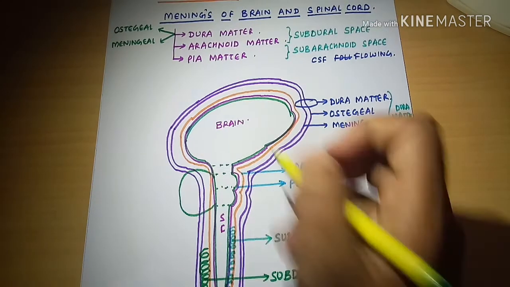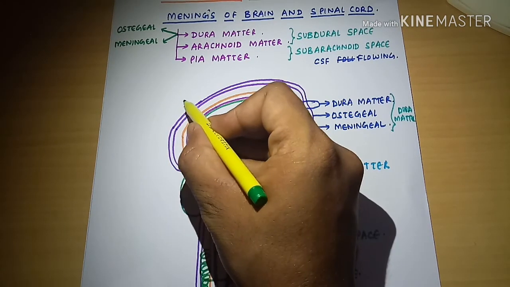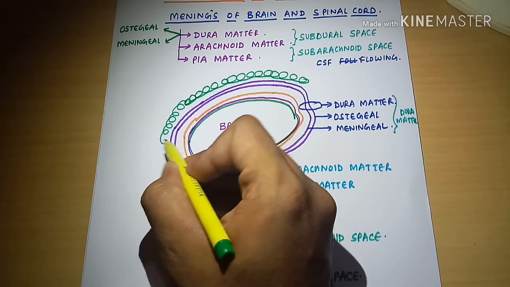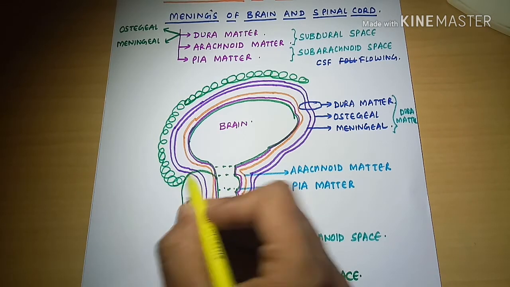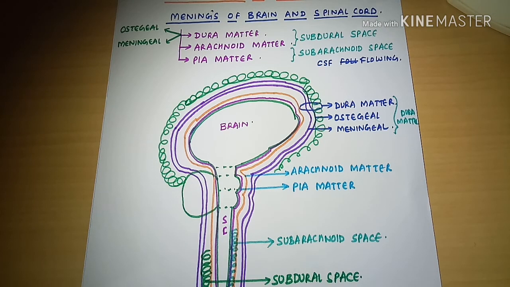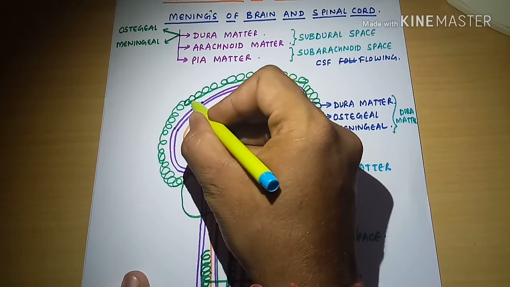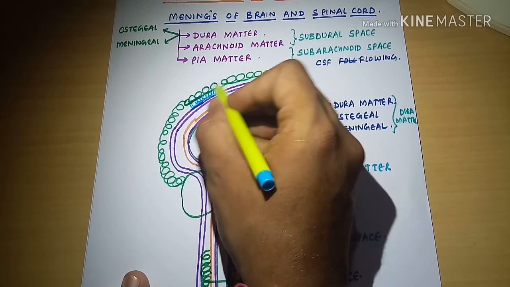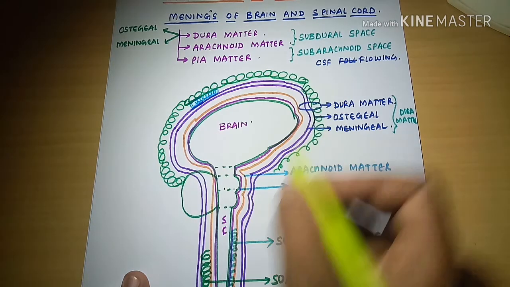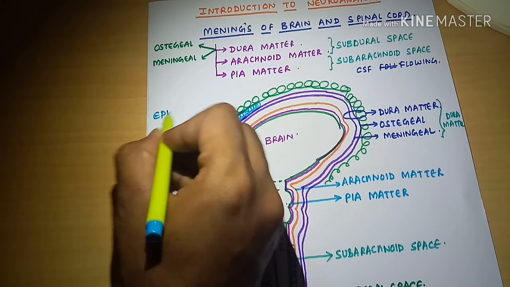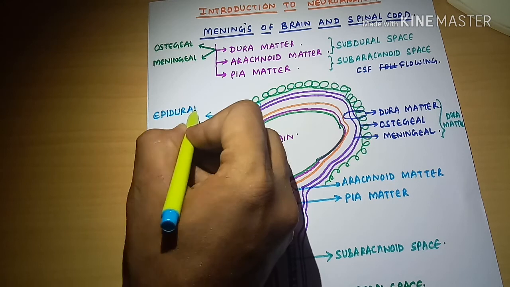And outside the osteal dura we have the cranium, the cranial bone. Now the potential space formed between the cranial bone and the osteal dura is the epidural space.